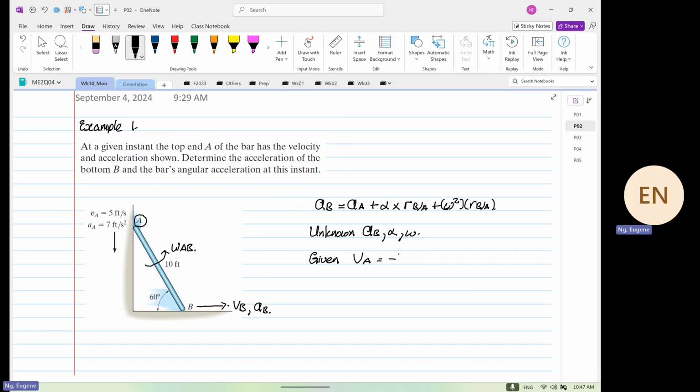Minus 5j, and this is in feet per second. Right? And we are also aware what is given to us is the acceleration at point A, again, is equal to minus 7j feet per second squared. Okay.